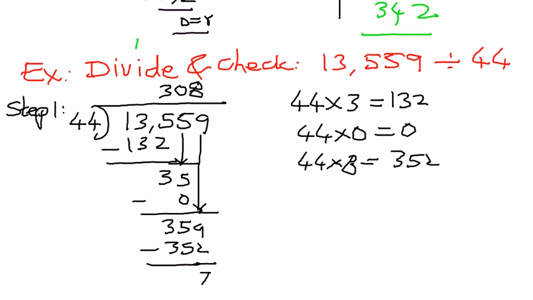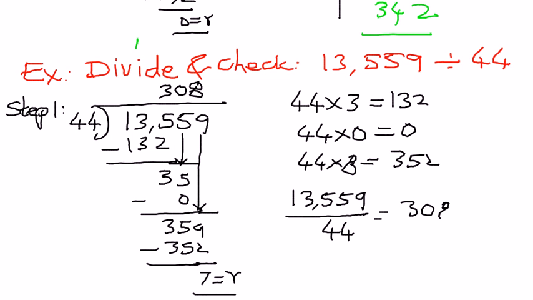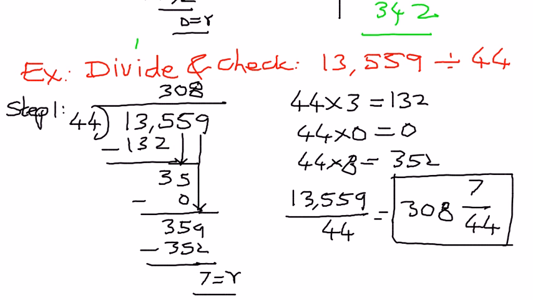We're left with 7. So there is no more numbers to borrow, and then 7 is less than 44. So we're going to leave it there, and we're going to call 7 the remainder. So when we have 13,559 and then we divide it by 44, we come up with a mixed number. The mixed number is 308 7 over 44. This is a mixed fraction.